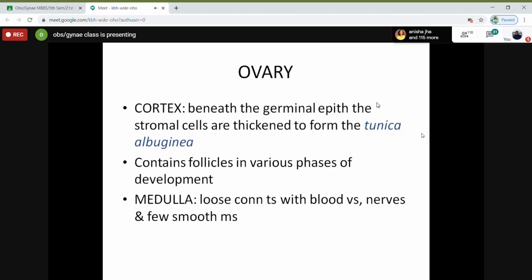Beneath the germinal epithelium, the stromal cells are thickened to form the tunica albuginea. The cortex contains follicles in various phases of development, and the medulla is loose connective tissue with blood vessels, nerves, and few smooth muscles.